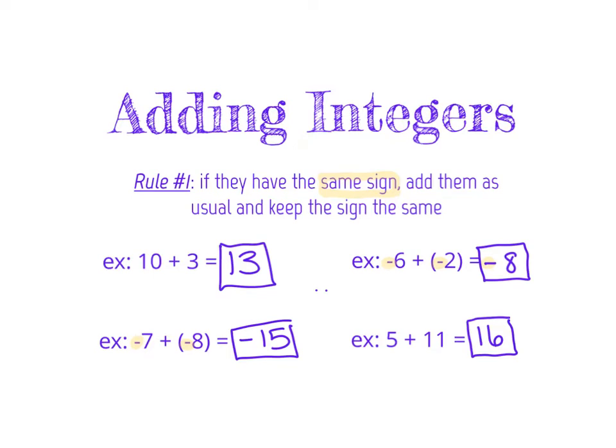So that is how you add integers that have the same sign. You're going to add the numbers as usual and keep the sign of both the same. So if all the numbers you are adding are negative, your answer will also be negative. If all the numbers you're adding are positive, your answer will also be positive.